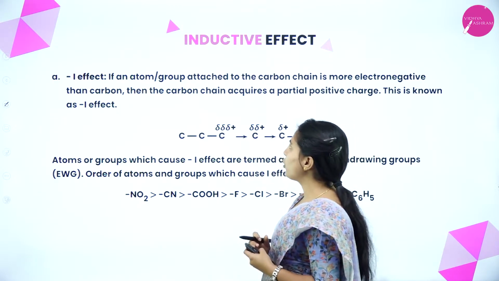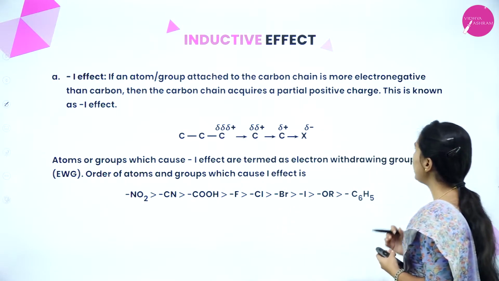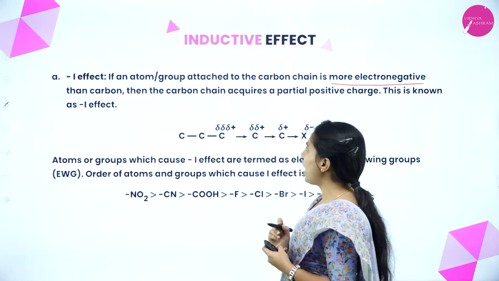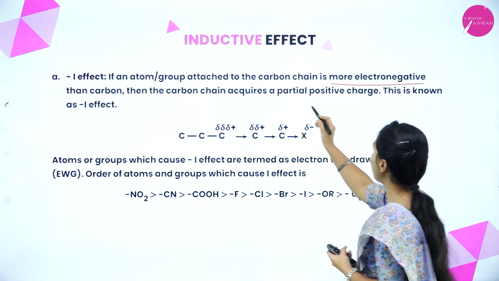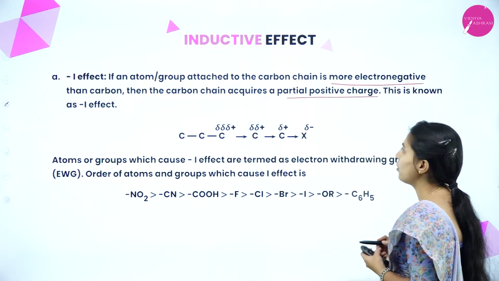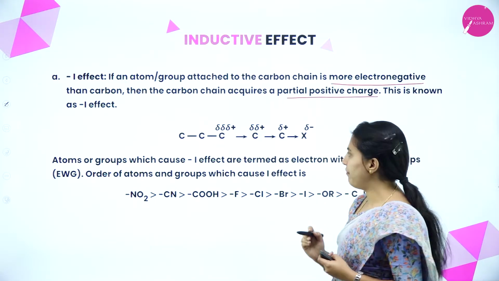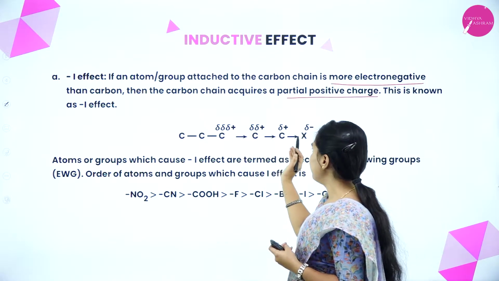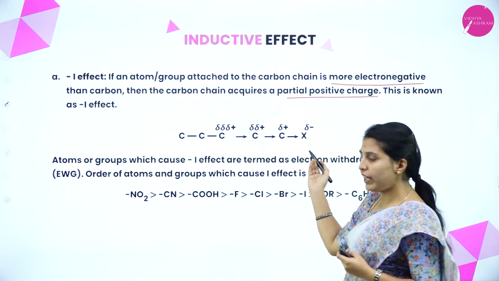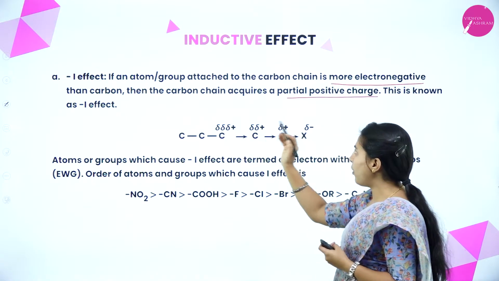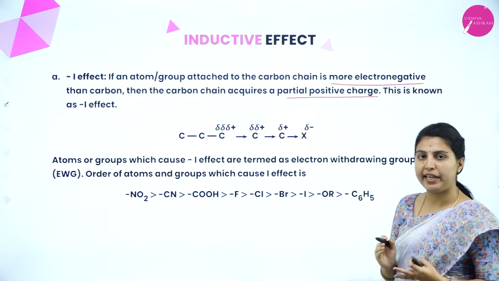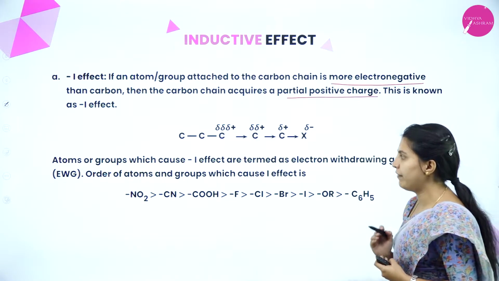If an atom or group attached to the carbon chain is more electronegative than carbon, then the carbon chain acquires a partial positive charge. This is known as minus I effect. Whatever the atom or group attached to the carbon, if it is more electronegative than this carbon, all the partial charges will move towards the more electronegative atom. That is what minus I effect is.